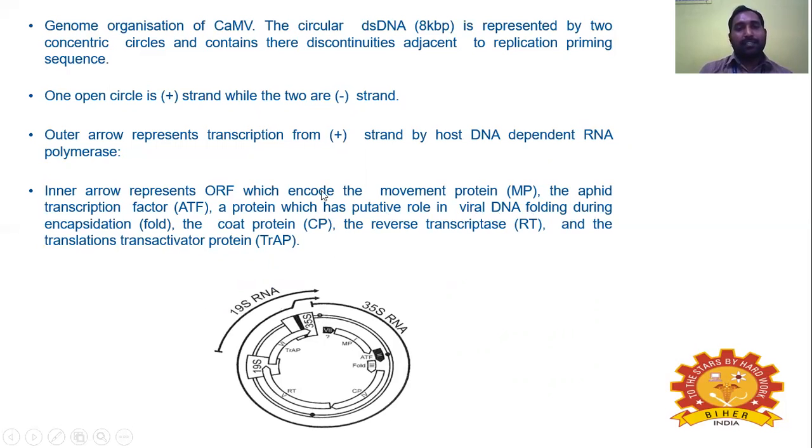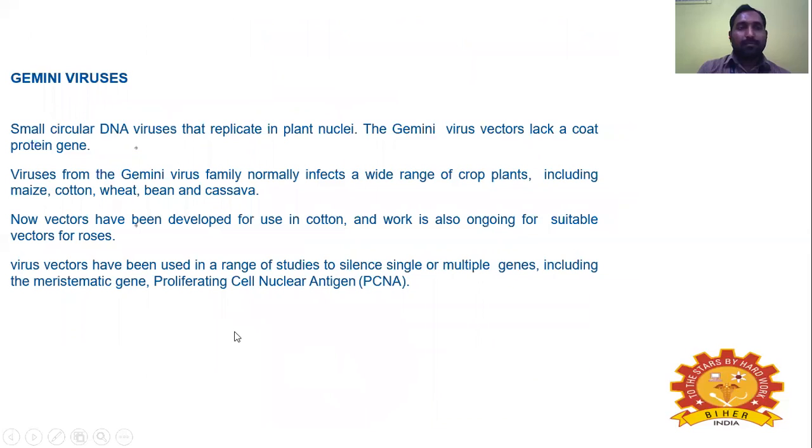So here you have the other regions. That is the CP for the coat protein, RT for the reverse transcriptase, and the translation transactivator protein. So here you can see the 19S RNA, 35S RNA, and the DNA, like there are 3 circles. So these circular DNAs will have the ATF and the MP and the TRAP and the RT, CP, and there are 1, 2, 3, 4, all the strands are available here.